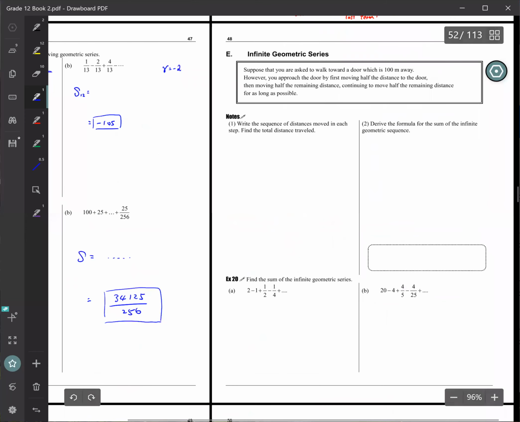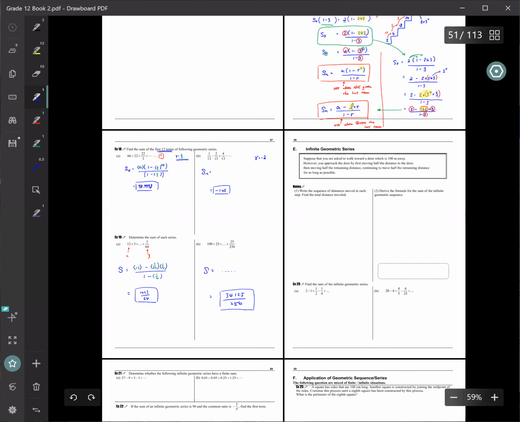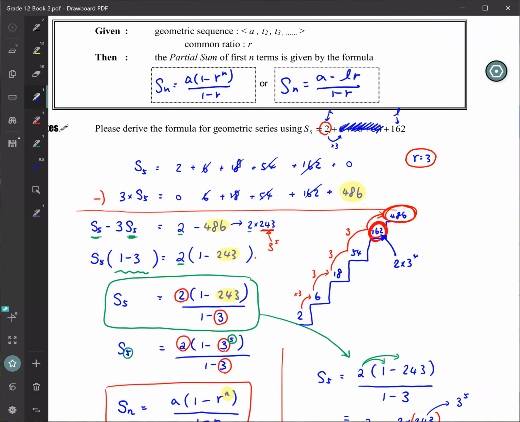Okay, it's called infinite. Infinite means it keeps on going, right? Doesn't finish. So, for example, like this one, the example we had. If I want to keep on adding and adding, you can see that the number keeps on getting bigger. The more terms, the bigger the sum, right? Each time the number is multiplying by 3. So if I try to go on forever, it will be impossible to have a total, right?